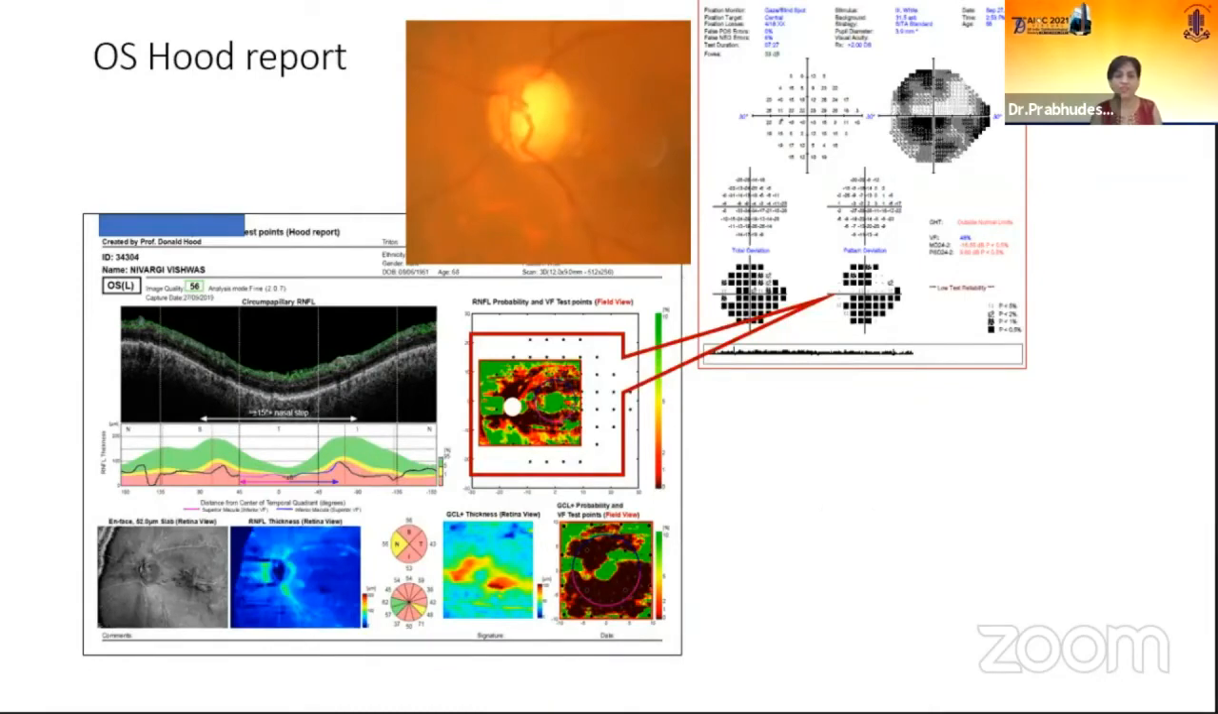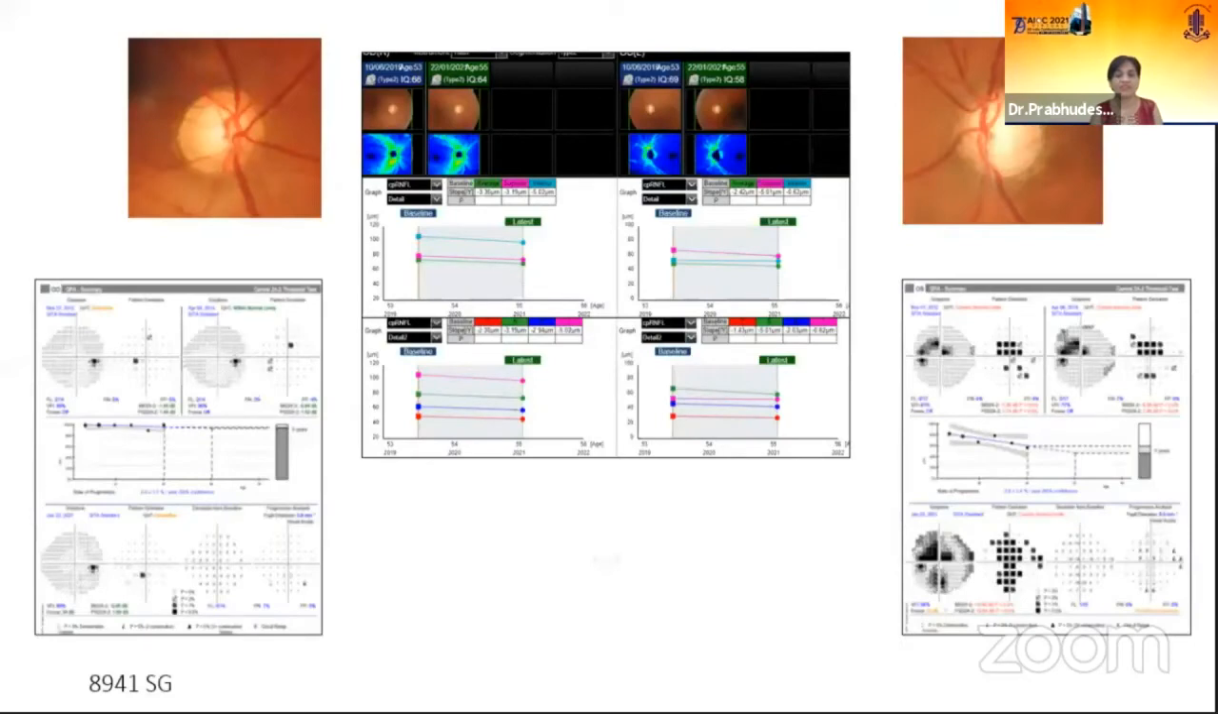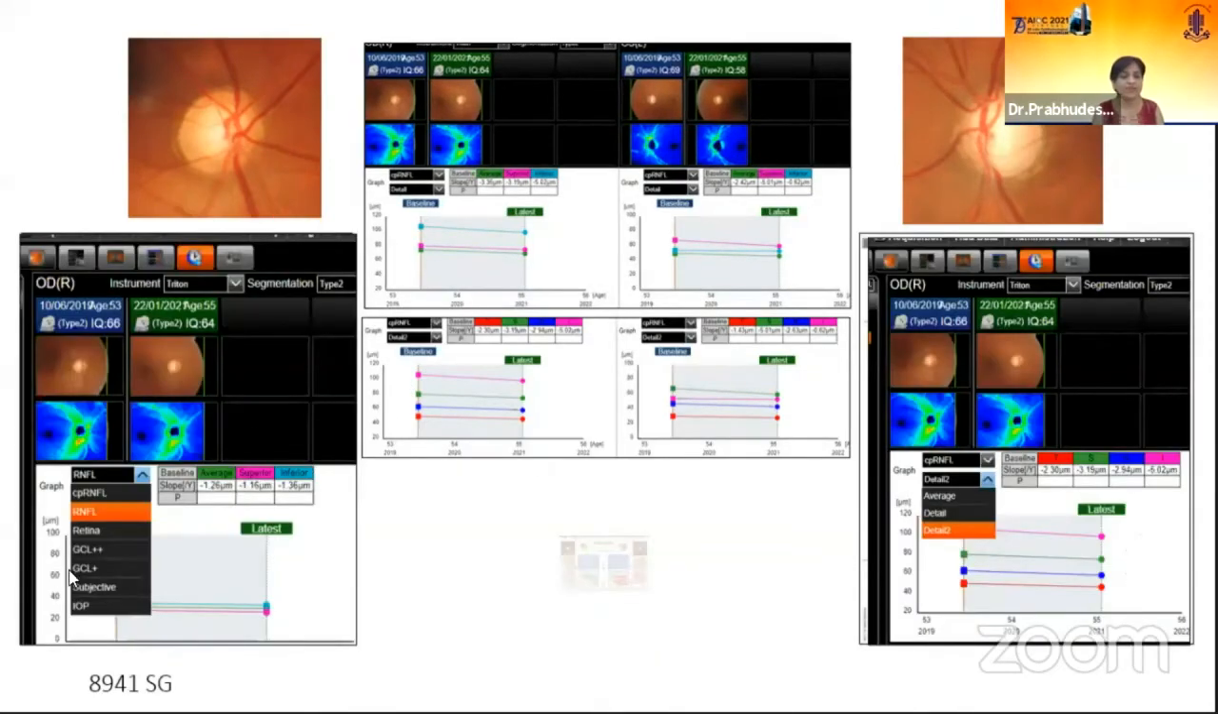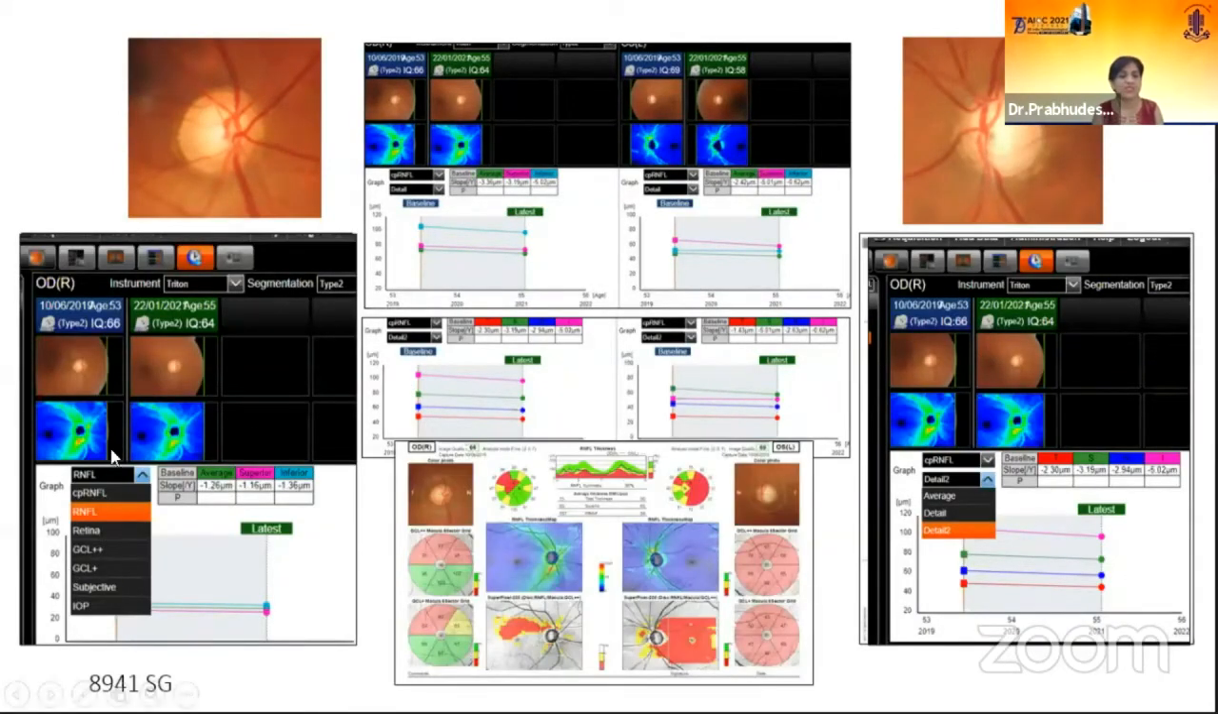24-2 also the damage corresponds, and even in 10-2. So coming to trend analysis, this is a very good analysis, and it shows us how the disease is progressing. And you can see even the other areas like GCC plus, RNFL and other layers, you can see how they are progressing in this.